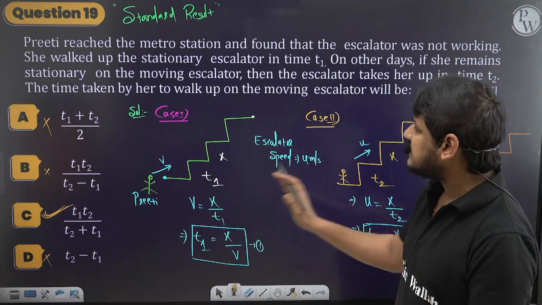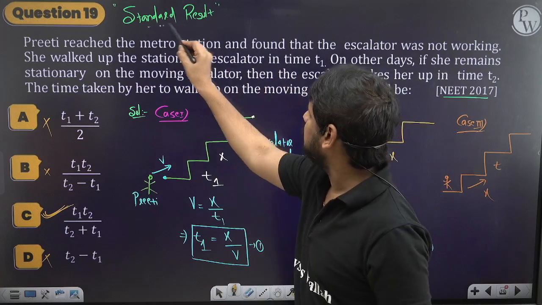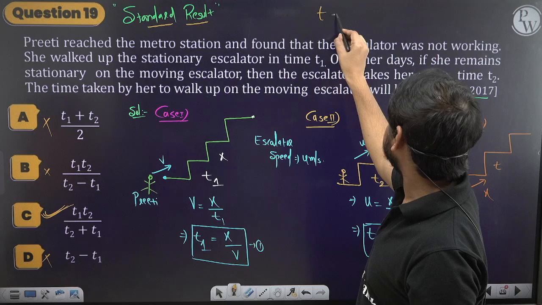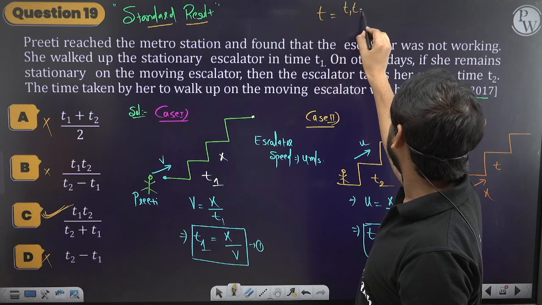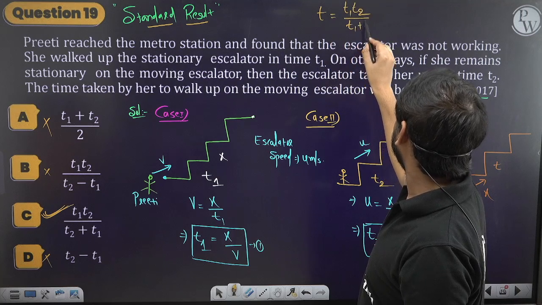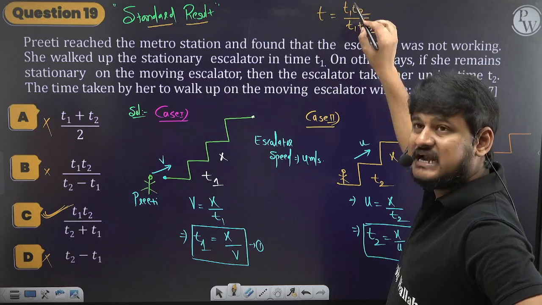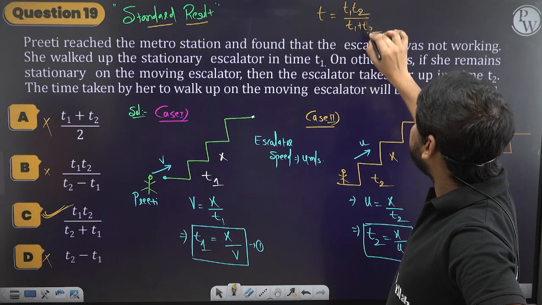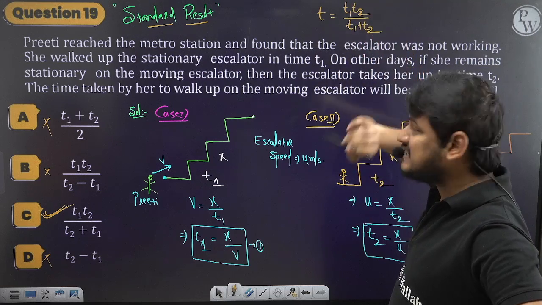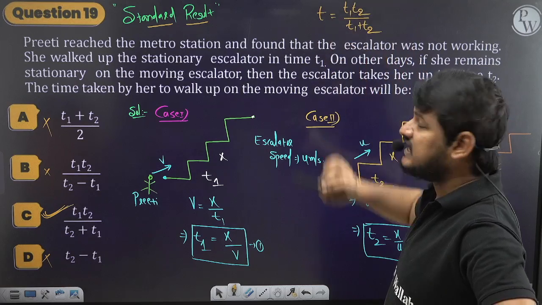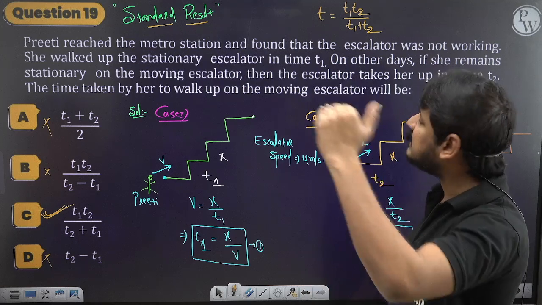So remember, this has a standard result. The time taken is equal to T1 T2 by T1 plus T2, where T1 is the time when the person is walking and the escalator is at rest, and T2 is when the person is at rest and the escalator is moving. So in time T the person is moving and the escalator is also moving.